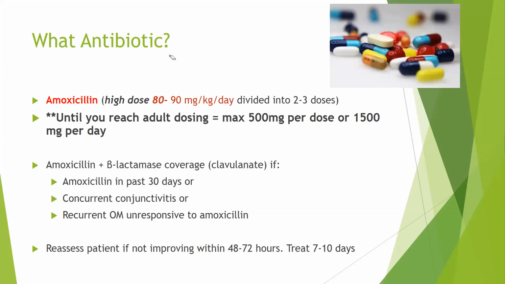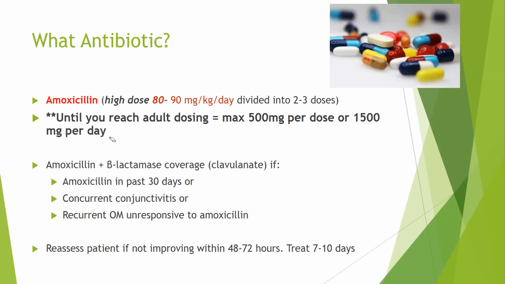So which antibiotic do we want to use? Generally well tolerated by children and very safe, it's been used for a long time. So we tend to steer toward high dose amoxicillin: 80 to 90 milligrams per kilogram per day, divided in 2 to 3 doses. Now, when we reach adult dosing, that's where we stop. So if the child exceeds a dose of 500 milligrams per dose, that's the highest dose they get. Say their dosing for the day is 3,000 milligrams. Well, they're going to get 500 milligrams 3 times a day, and that's the maximum dose per day for that child.